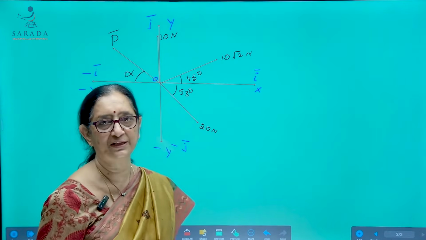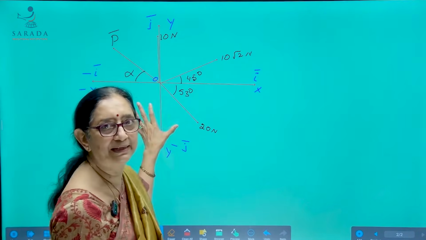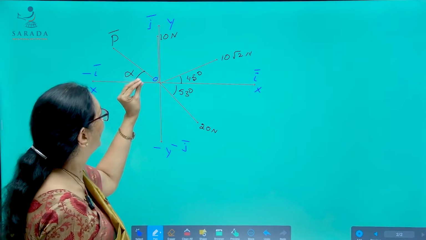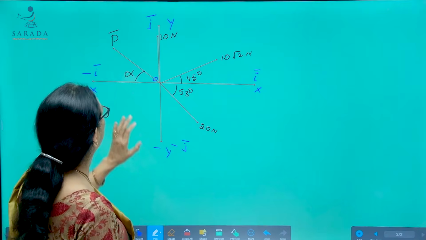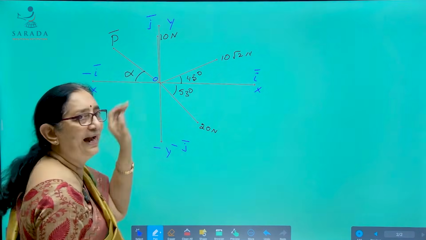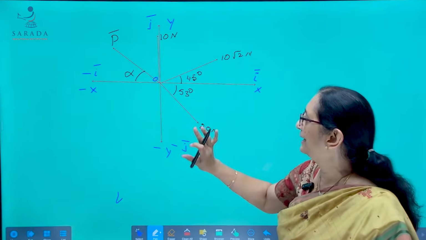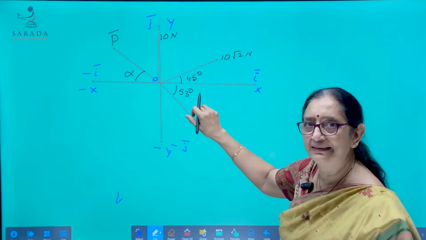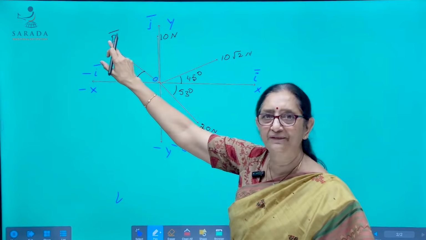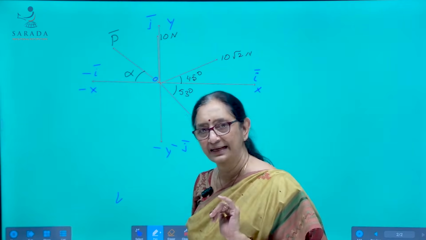Here, it's a previous question. The question is: the number of forces represented, simultaneously acting on the point O, keep it in equilibrium, then find the magnitude of the vector p bar and alpha. So, if all these forces together keep this point in equilibrium, you are asked to find the magnitude of this force and the angle made by that force with negative x-axis, that is alpha.